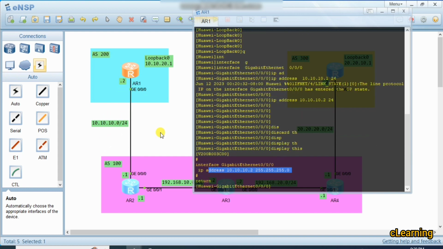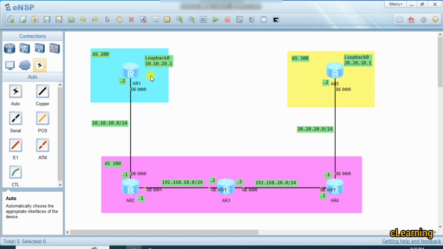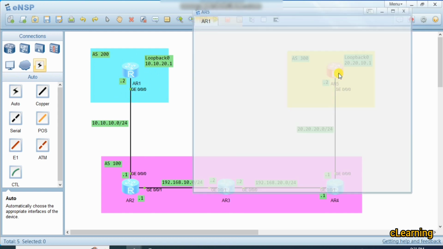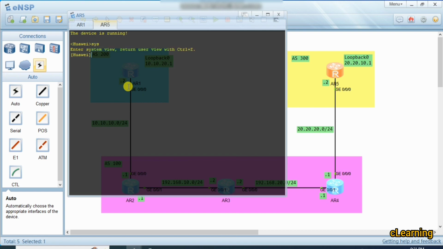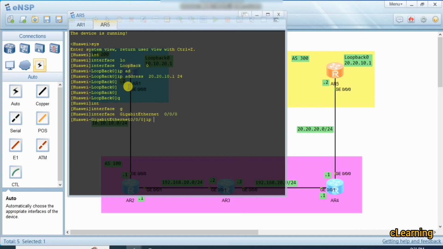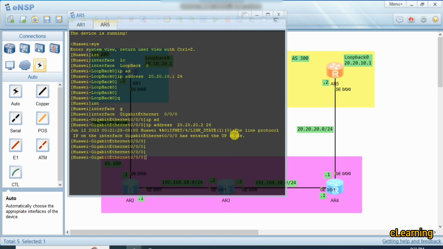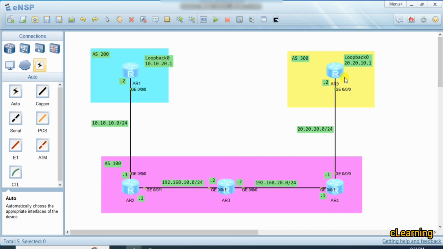There is no need to configure any routing protocol, because they are directly connected networks, so they will be reachable. Now in this autonomous system we do the same. First of all, we give the loopback 0 IP address 20.20.10.1/24. Now we go in interface G 0/0/0. The IP address is 20.20.20.2 here, and 20.1 is there. So above we configure 20.2. Here again we don't need to configure any routing protocol, because the loopback and this interface are directly connected, so both will be reachable.